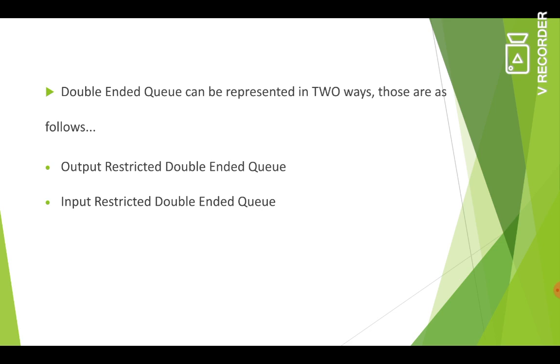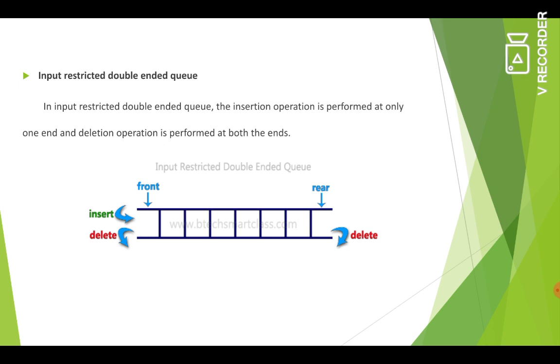To represent the double-ended queue, we have two ways. One is output restricted double-ended queue. The other one is input restricted double-ended queue.